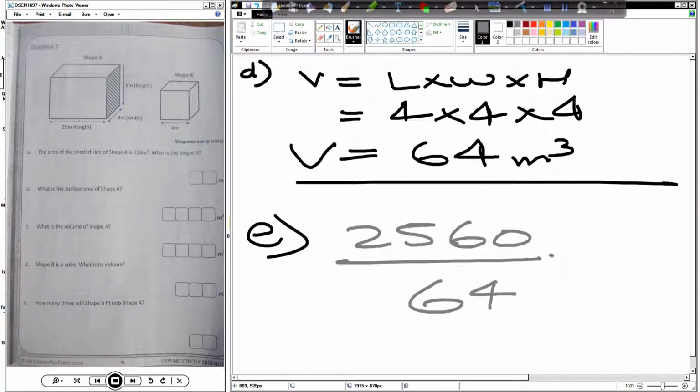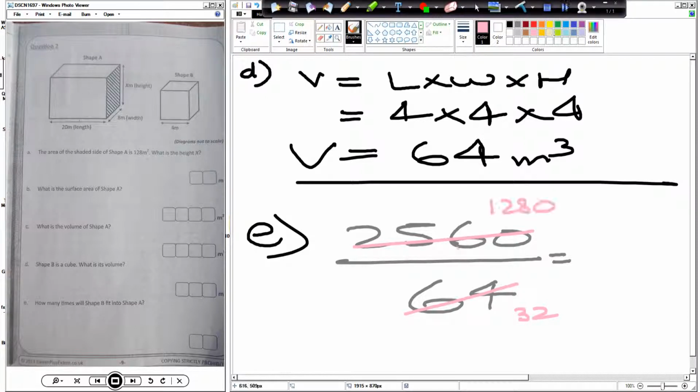Let's see how we do that. Okay, what should we divide them both by first of all? Should we halve them? Easy one, yeah? So half of 64 is 32. Half of 2560 is 1280 now. Can we cancel it again? What should we divide it by this time? Should we divide it by 8? Okay, let's divide it by 8. Good. So 32 divided by 8 is 4.